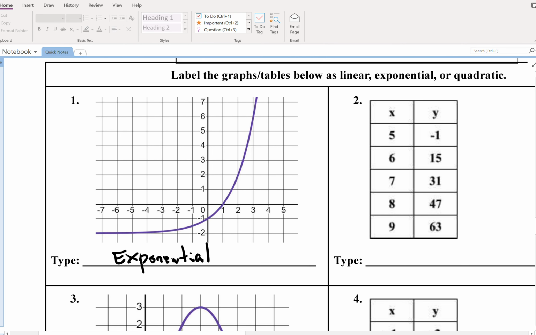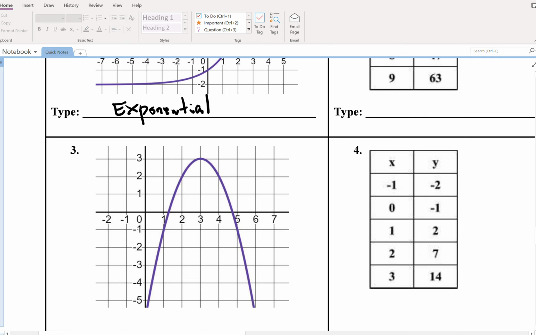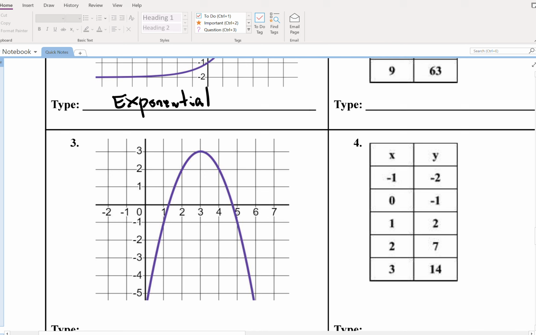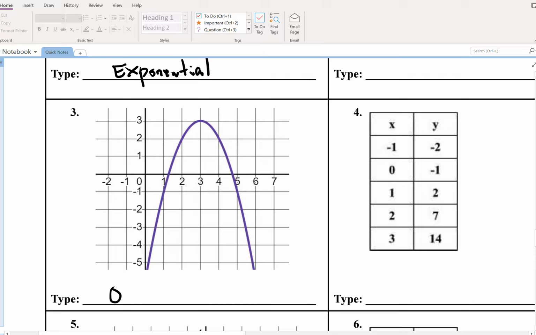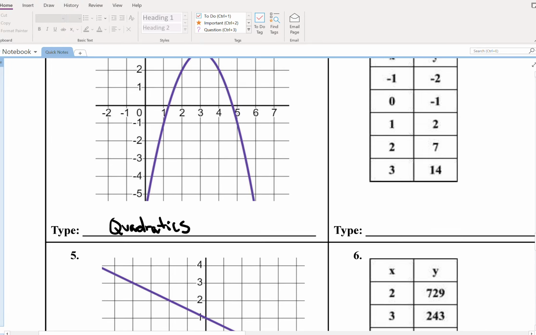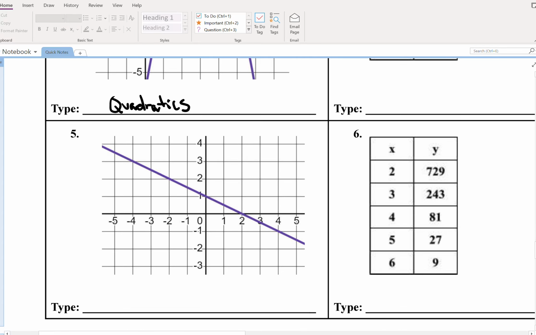And I'm going to just look real quick. In number 3, these don't go up and then flat. These go curvy on both sides, and they're either both down or they're both up. And these are quadratics. And then you have straight lines. So if you just write the word line and then put AR on the end, then these are linear.